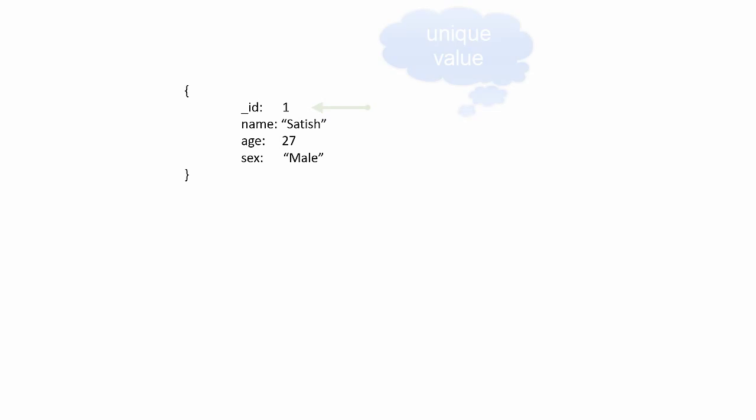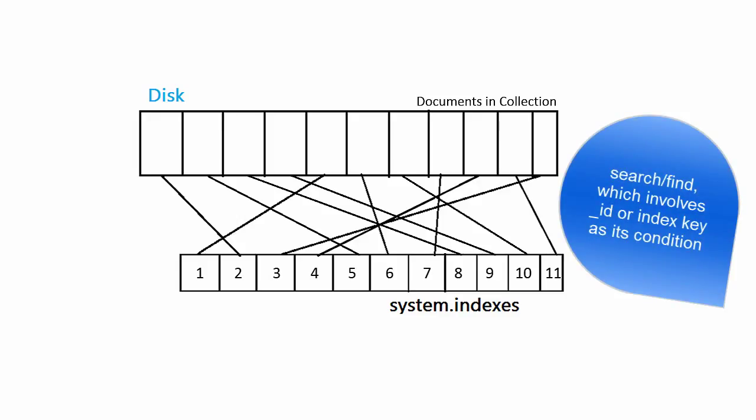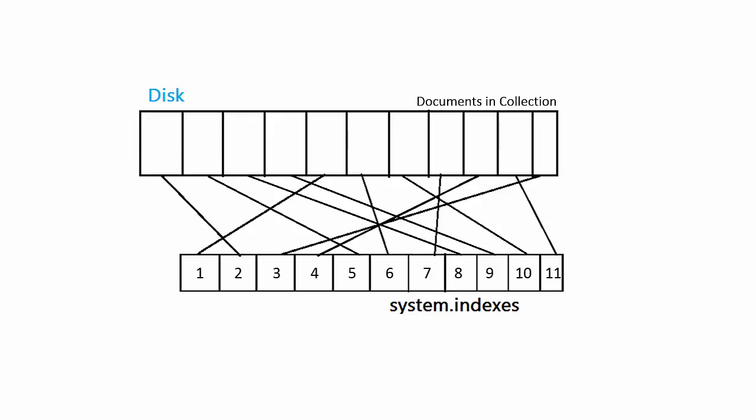For convenience, MongoDB adds an underscore ID, which is stored in the index store system.indexes, which points to the various documents present inside the disk. So once we pass in a search command, it looks through the underscore ID values in system.indexes. Once it finds it, it looks for the corresponding document inside the disk and fetches the data immediately.